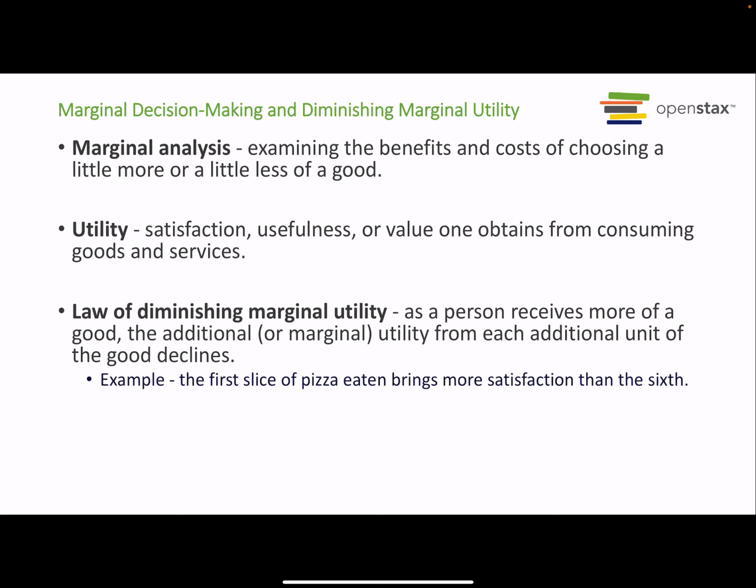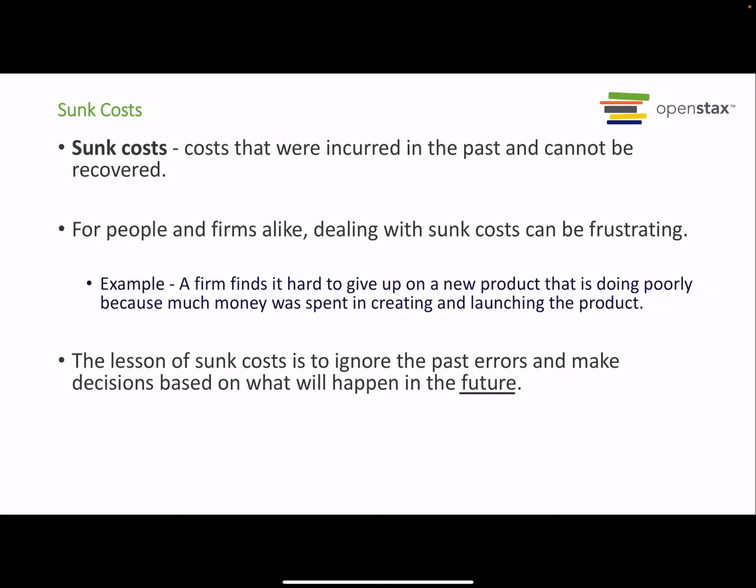An economic law then that we have is called the law of diminishing marginal utility. And so as you receive more and more of a good, the extra or marginal utility value from each additional unit declines, right? And so you go to a pizza buffet, unlimited, you can eat as much as you want, and you're really hungry, and that first slice of pizza brings so much satisfaction. But with every slice you consume, your satisfaction declines, okay? That's the idea here behind law of diminishing marginal utility.